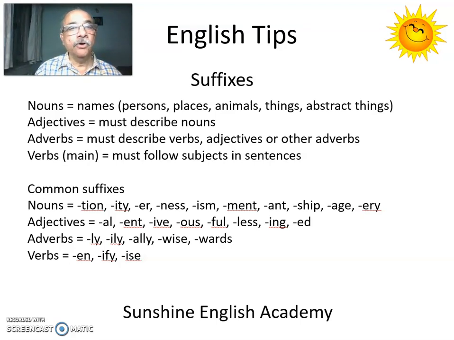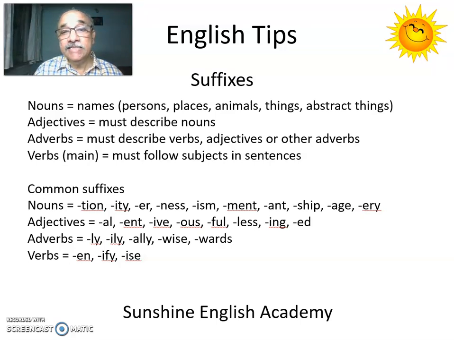Now let's look at common suffixes. Common suffixes for nouns are tion, ity, ness, ism, ment, ant, ship, age, hood. So when you see a word ending with tion, like education, you can guess that this is likely to be a noun. Similarly, for adjectives, common suffixes are al, ent, ive, ous, ful, less, ing, ed.